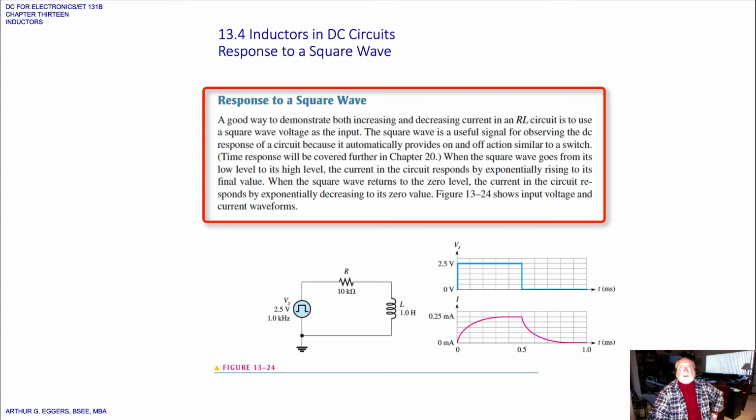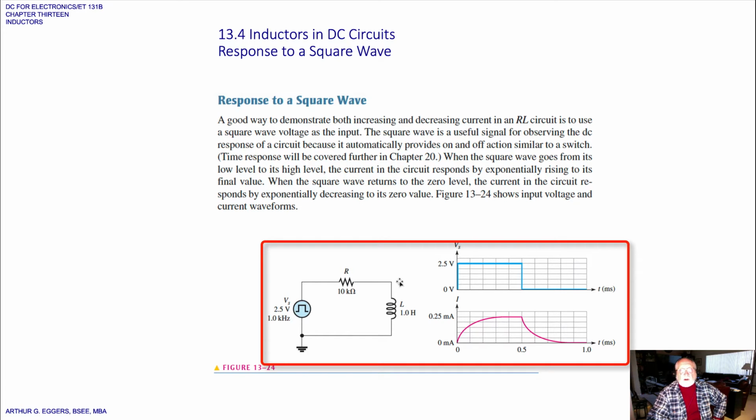Now we look at inductors in DC circuits and the response to a square wave. Again, we can see here we've got a square wave that's being produced at the input. You can see the source here is shown as a square wave generator. But then as the circuit is conditioning that signal, you can see that the charge and discharge times round off those instantaneous transitions between high and low.